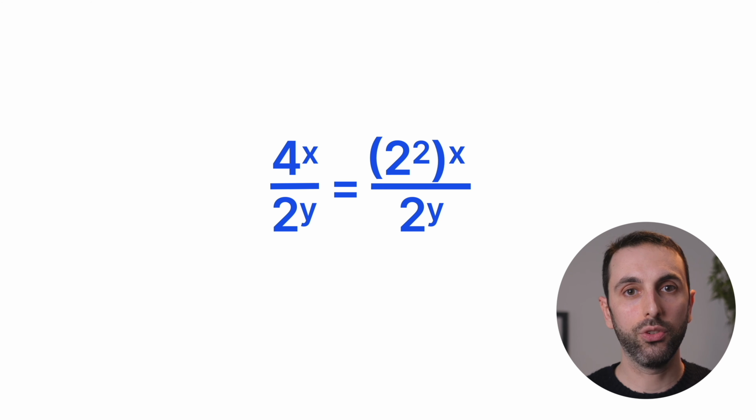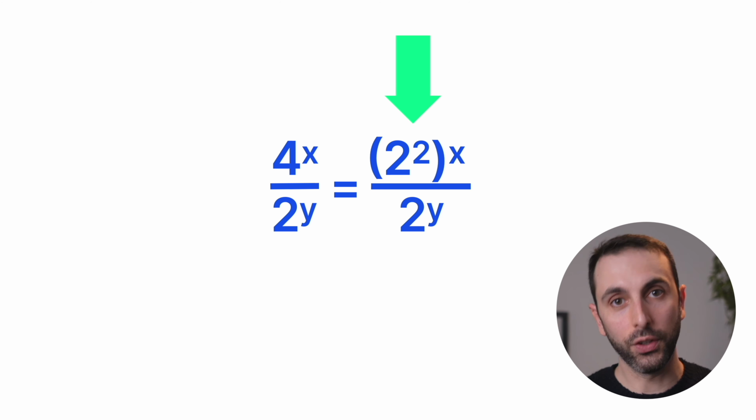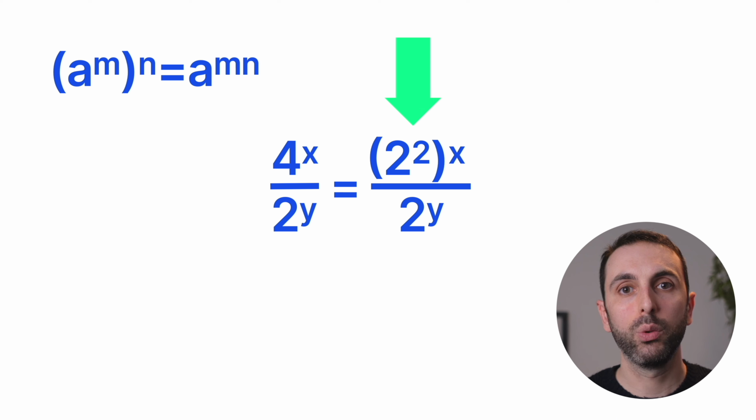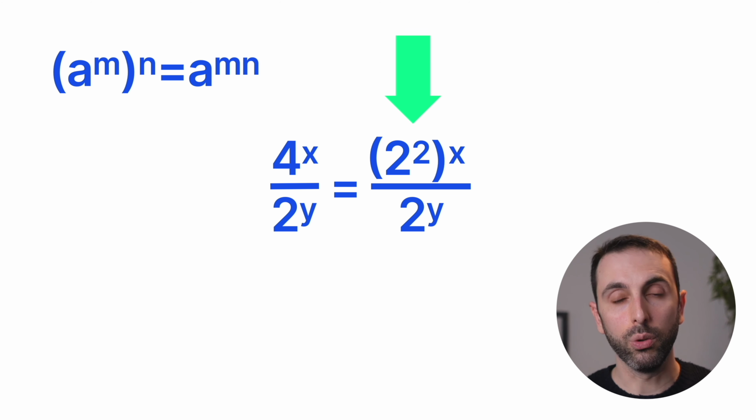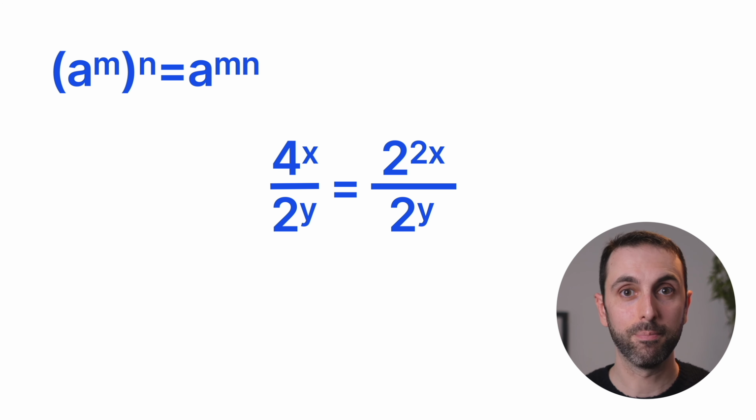I'm now going to use the power rule of indices for the numerator, and I'll write the rule on the side. As per the power rule of indices, 2 to the power of 2 all to the power of x is the same as saying 2 to the power of 2x, since we can just multiply the powers together.